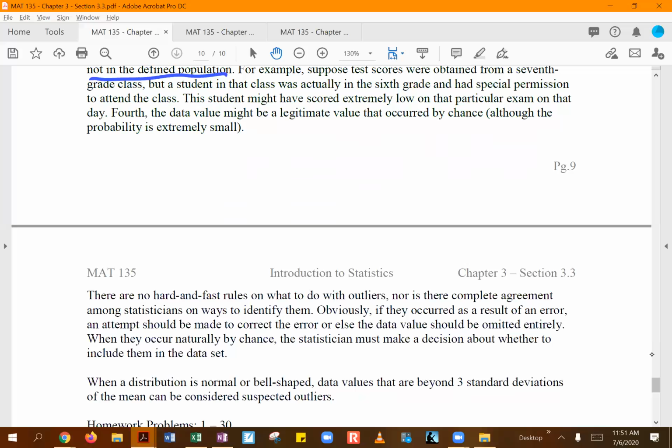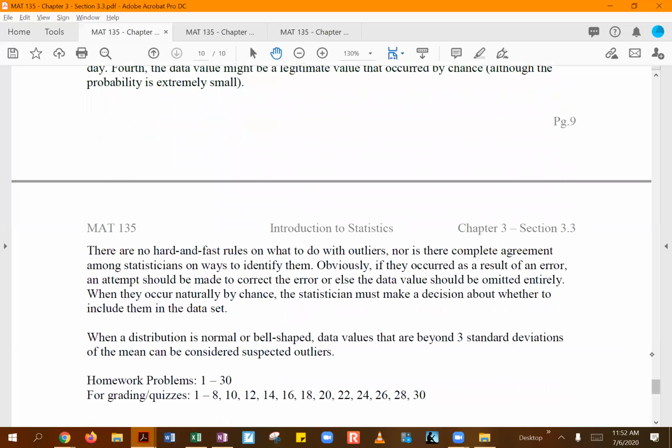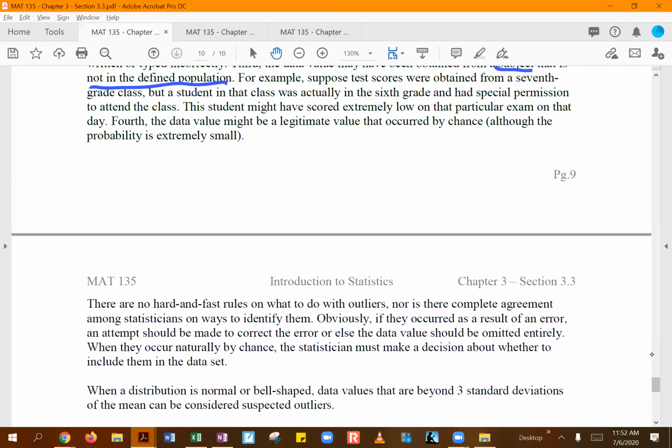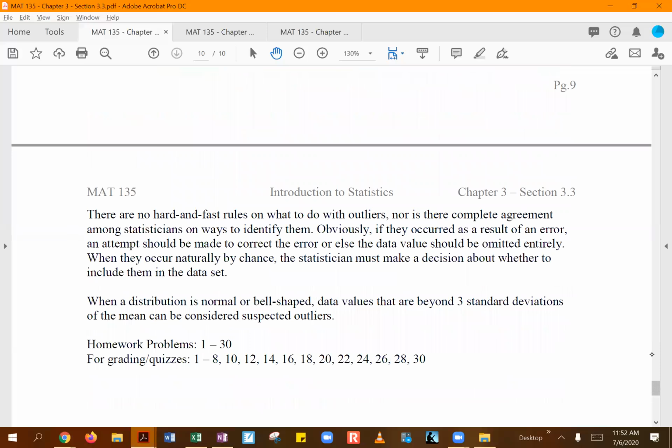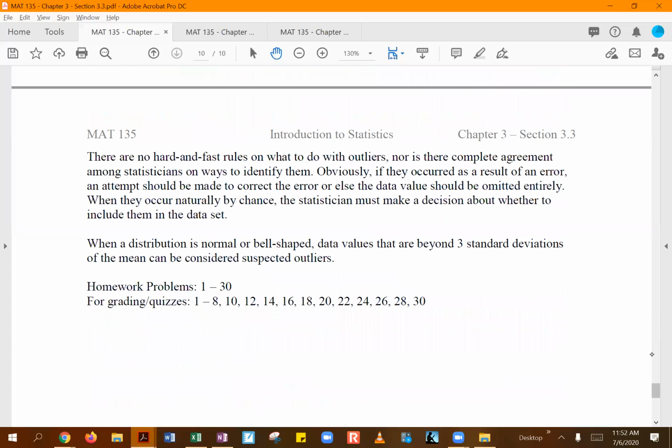So it can happen, but again, it's a very rare instance. They're saying the probability is extremely low, but it could be a legitimate value that basically occurred by chance. So again, that's something we'll have to see as we perform our own experiments and studies.